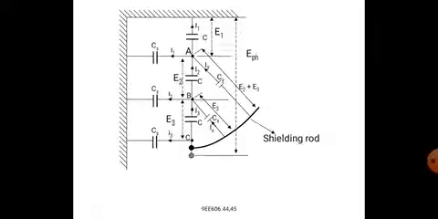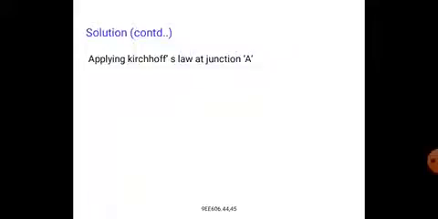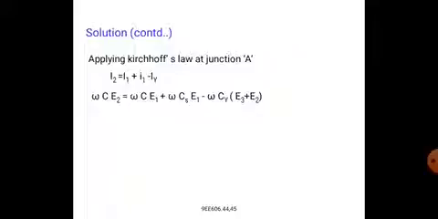So here in the figure, capital I1, capital I2, capital I3 are the currents through the mutual capacitances, and small CS are the capacitances shunt to earth, with currents small i1, small i2, small i3. We have to find the values of E1, E2, E3. So applying Kirchhoff's law at junction A.